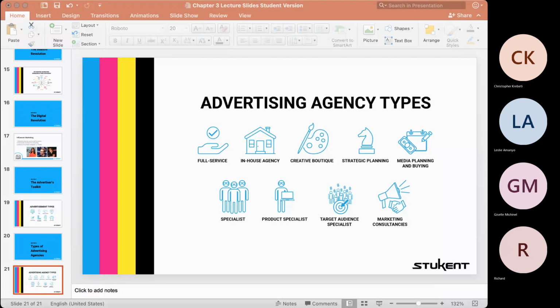The strategic planning agency, I've given you an example there. An example is Red Court. Please read more on them. Then we have the media planning and buying agencies.